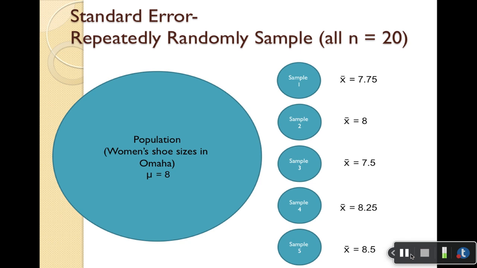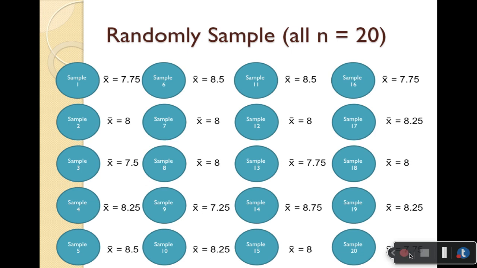So you can see here the first sample, we get a shoe size of 7.75. Sample 2 has a mean of 8. Sample 3 has a mean of 7.5, and so on and so forth. In the large blue circle on the left, you'll notice that the average population's women's shoe size is 8. And if you take the 5 subsamples here on the right and average all of those means together, you would find that the mean of those 5 samples also equals 8. So in this case, the sample means averaged together are equal to the population mean.